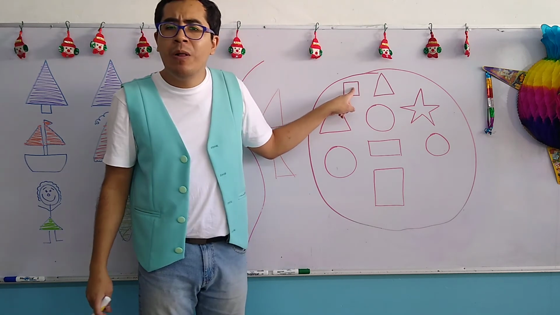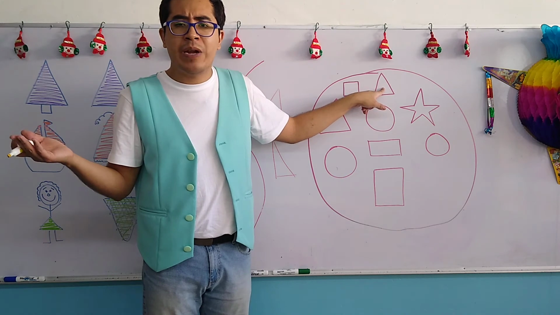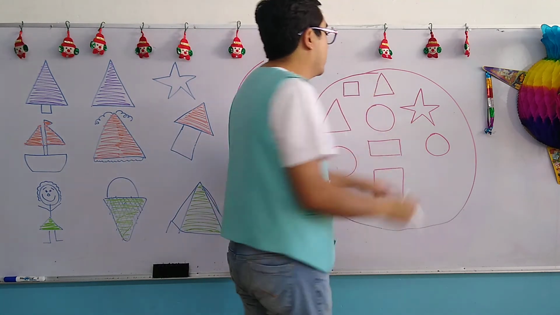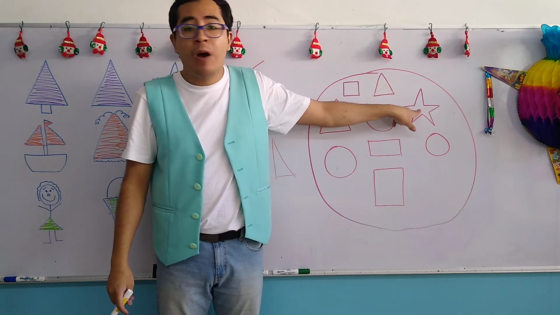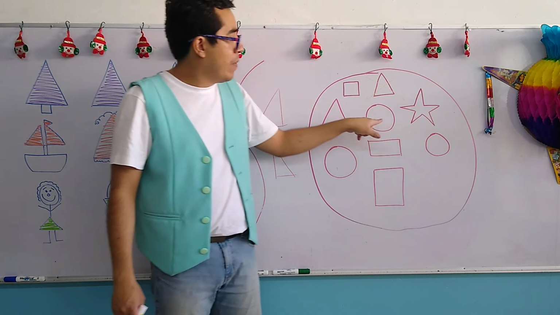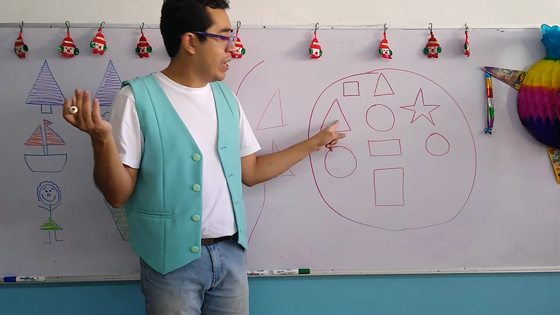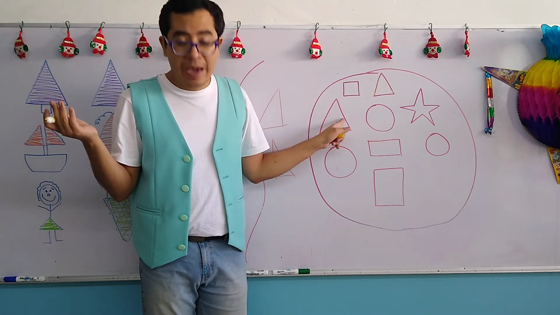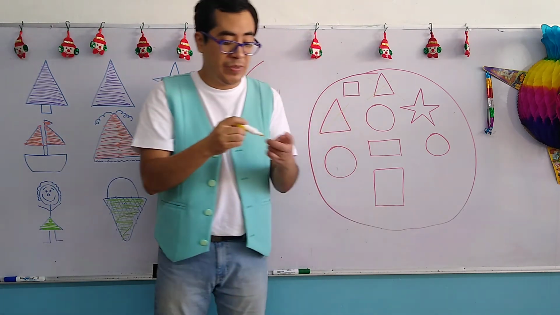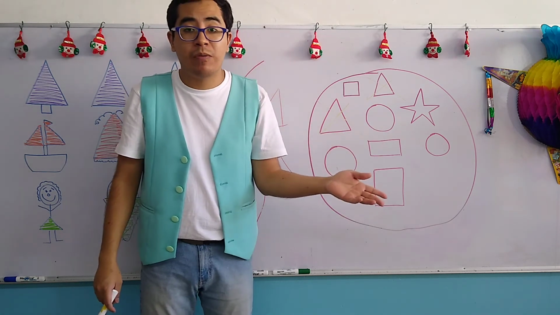Here, you see that triangle? No, it's a square. This one, you see that triangle? ¿Es un triángulo? Yes, it is. So let's mark it. This one, you see that triangle? No, it isn't. This one, you see that triangle? No. What about this? You see that triangle? No, it isn't. And what about this? You see that triangle? Yes, it is. So we mark it with an X, okay? And let's look correctly. And we don't have any more triangles, okay?